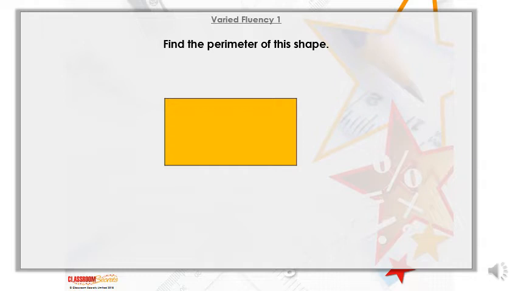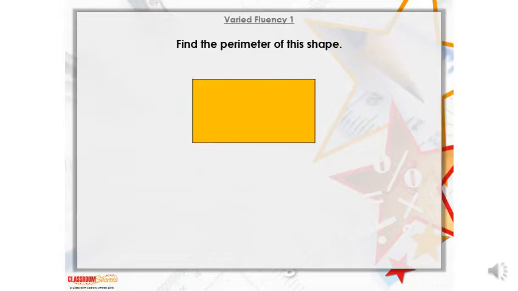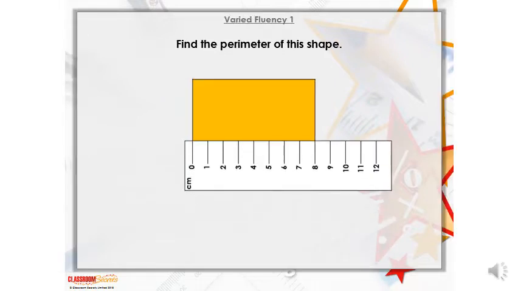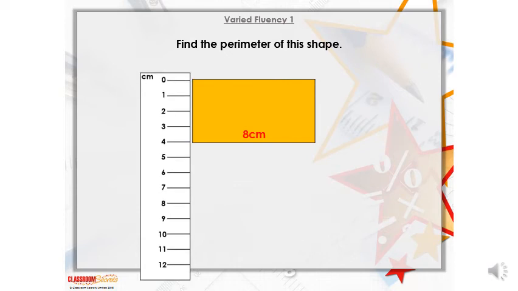Now sometimes we're given a shape and we have to find the perimeter, but we're not given the measurements. So what do you think we need to use here to help us find the measurements of this shape? That's right, we need to use our ruler. And we're going to use our ruler to accurately measure each side of this shape. So firstly, we're going to measure the length, and I can clearly see that this is 8 centimetres long. And I'm going to make sure I write that down on my shape so I don't forget. I'm now going to measure the width. And the width of this shape is 4 centimetres.